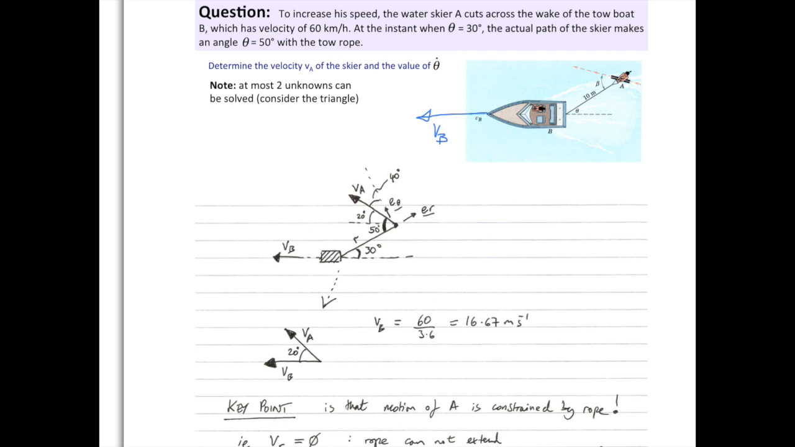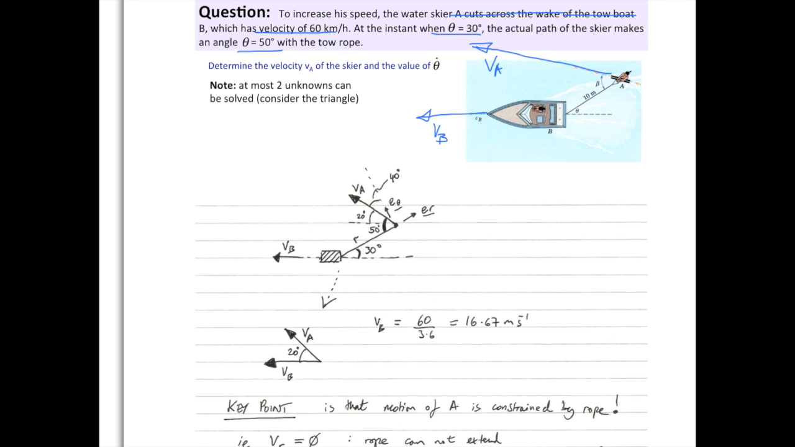And you have a water skier who, according to the question, cuts across the wake of the boat, which has a given velocity, and we know a bit about the position of the skier with respect to the boat. So the absolute speed of the skier, you can tell that by the path that's shown in the diagram and the direction in which the skis are facing. So we write that as VA.